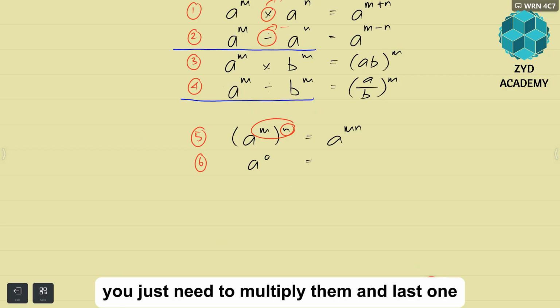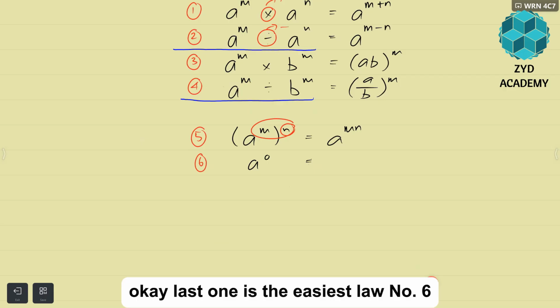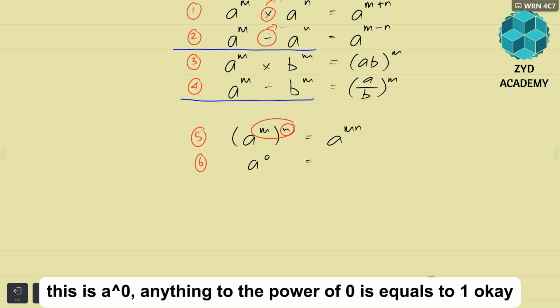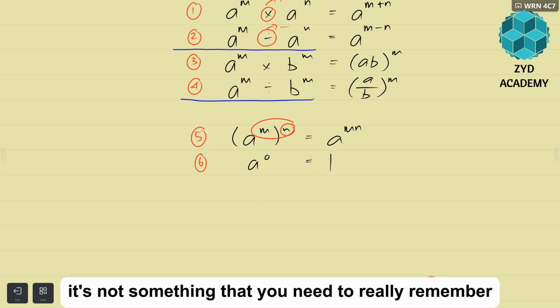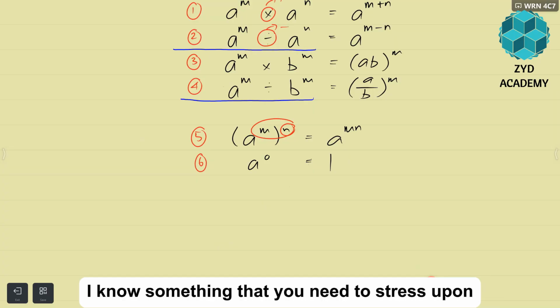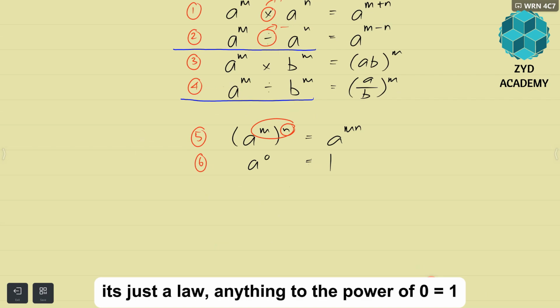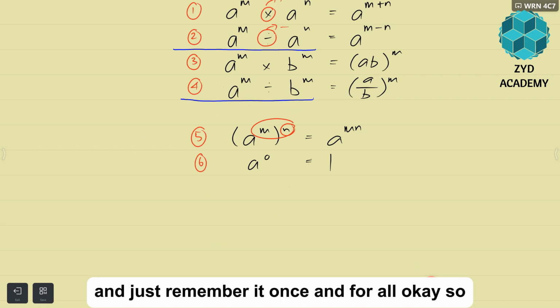And the last one is the easiest, law number 6. It says a to the power 0. Anything to the power 0 is equal to 1. So to me, it's not something that you need to really remember, not something that you need to stress upon. It's just a law that anything to the power 0 equals 1, and just remember it once and for all.